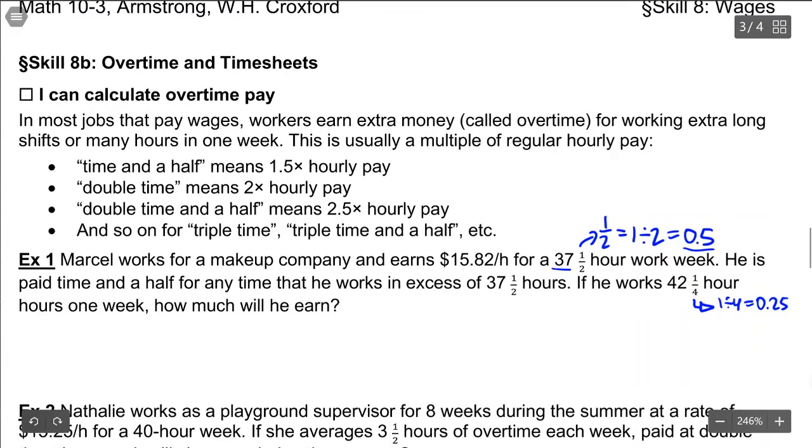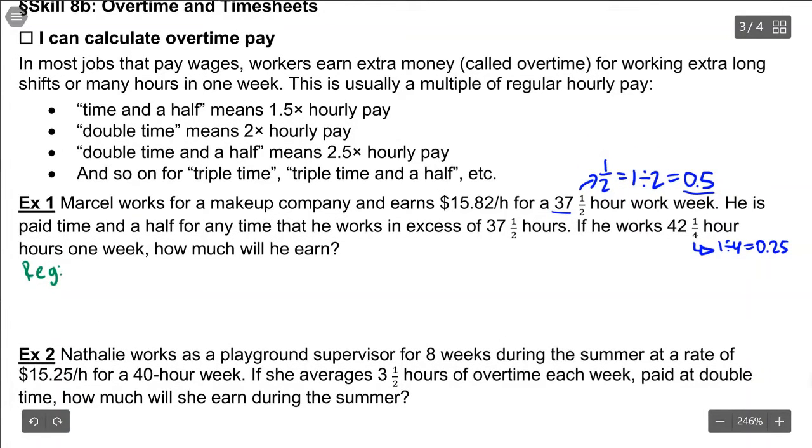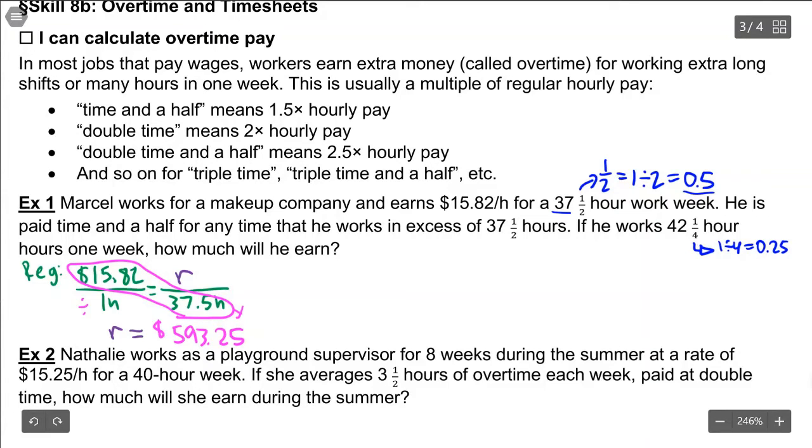Anyway, so his regular hours then is going to be 37.5. So we're going to calculate his regular pay the usual way with a unit rate. So $15.82 per 1 hour is his hourly rate, and he gets paid that for 37.5 hours. And then his regular pay, I guess I'll do R for regular. His regular pay, then you cross multiply and divide. So multiply those two. Divide by 1 doesn't matter. But once you cross multiply and divide, you get his regular pay is $593.25. So that's what he earns in a regular week.